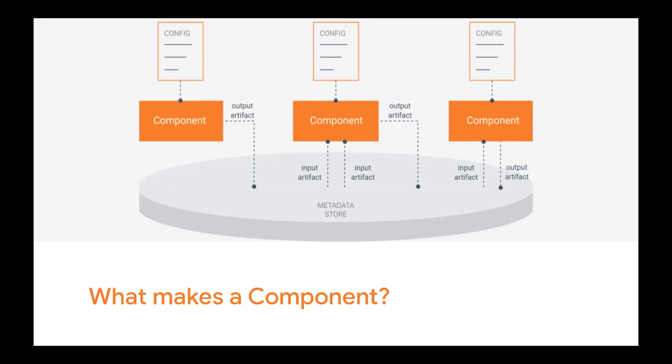At the beginning of the pipeline, the first component will ingest data and produce its result and place it in metadata. And then components that depend on that artifact, that data, will pull it out of metadata and process it and then put their result into metadata, and so forth until you reach the end of the pipeline.